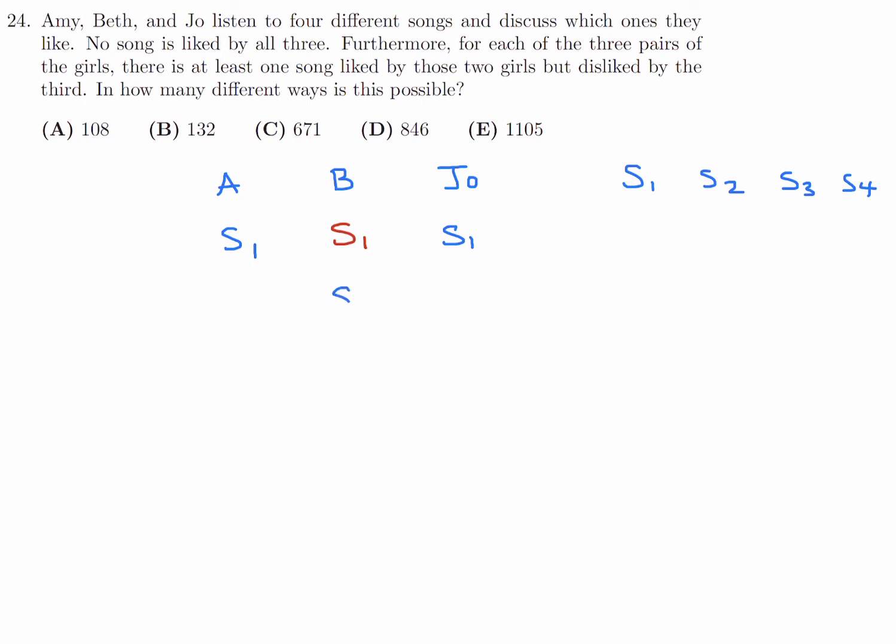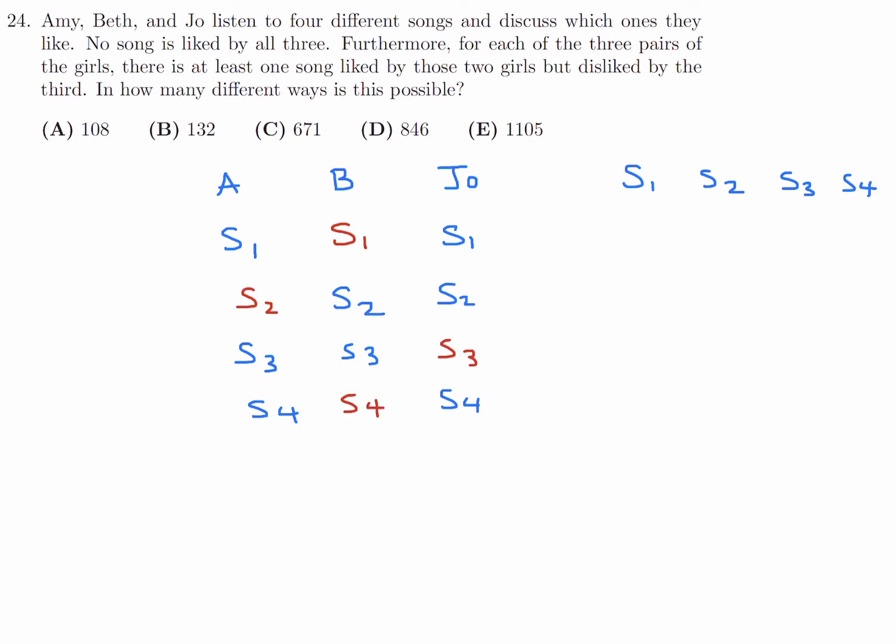So anyway you'd like, say S2 is here, S3 is liked by those 2, and S4 say is liked by those 2. And then of course we have to put in the fact that it was disliked by the other girl. So this is one scenario that is fitting the question, right? That they listen to 4 songs and no song is liked by all 3. So as you can see, no song has 3 colored in blue.